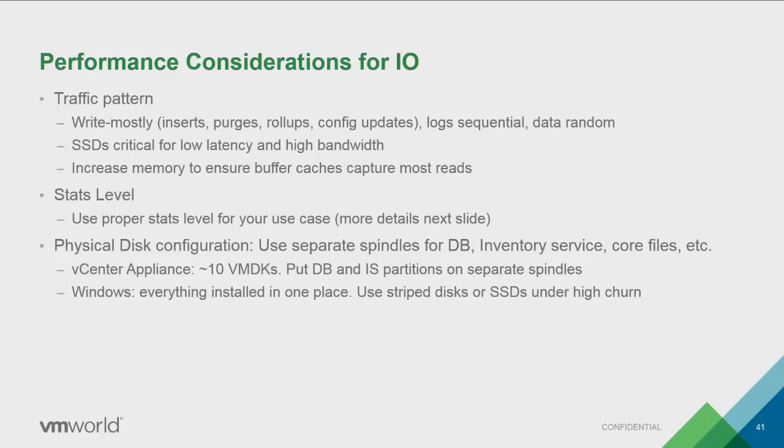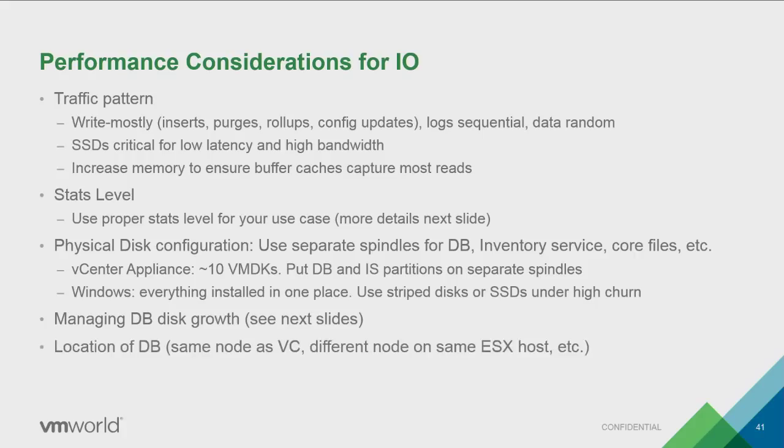Within Windows, while everything is in the same place, you just want to make sure that you've got the backing underneath that can handle the kinds of traffic patterns that we're talking about here. So use striped disks or SSD or something like that to try to accommodate the churn. Another important thing, which I'll talk about in the next slides, is the growth of your database, what data goes in it, like events and tasks. There's also obviously a trade-off in terms of I/O as to where you put the database. Do you embed it with your vCenter server, or do you put it separately? We'll talk about that in a little bit as well.